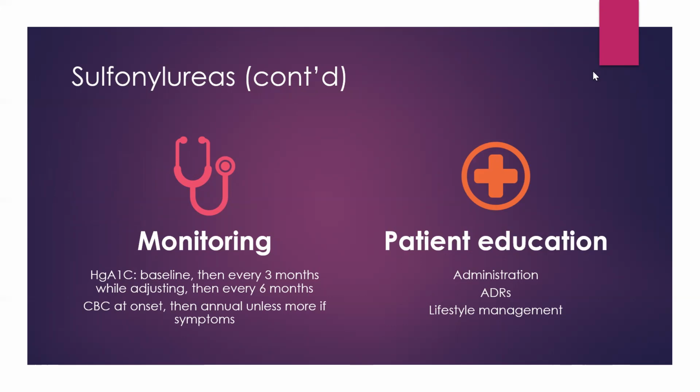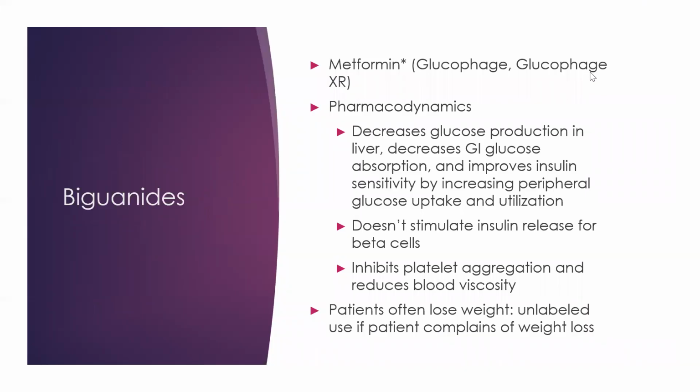That's all I got. All right, so next one we have is biguanides. These are oral anti-hyperglycemic drugs, so we're only using these for our type 2. Metformin is the only drug in this class that we use clinically.